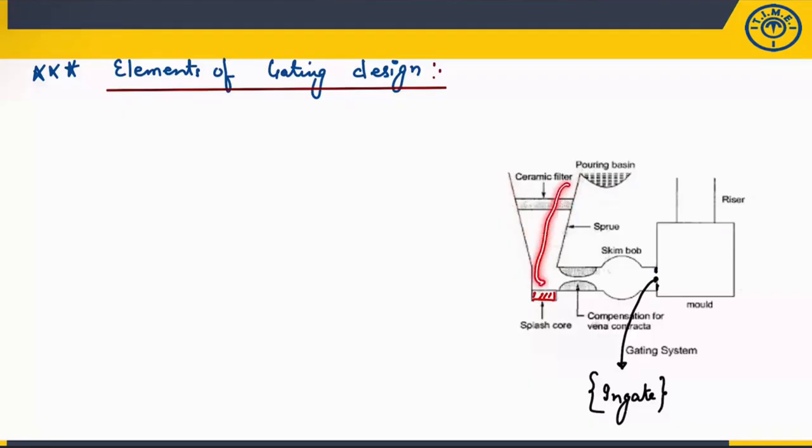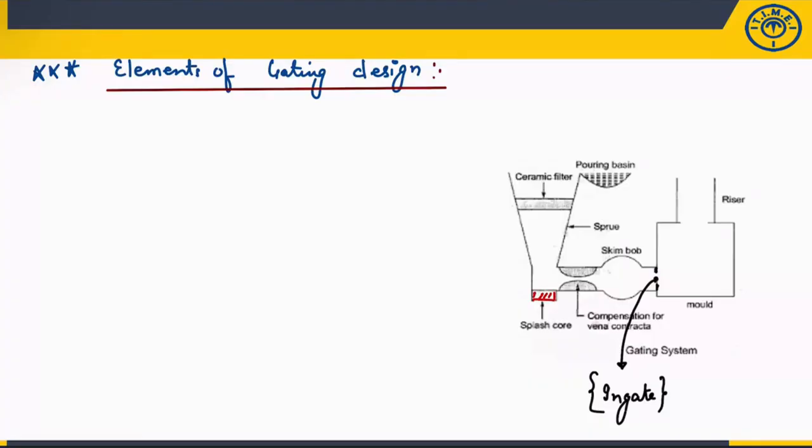Then from here the liquid molten metal is entering into the horizontal channel, which is called a runner, and we have provided some kind of skim bob as well as this splash core, and this is the actual entry point through which the liquid molten metal will enter into the mold cavity. And this one will be the riser. So I will talk about what these basic elements of gating design are.